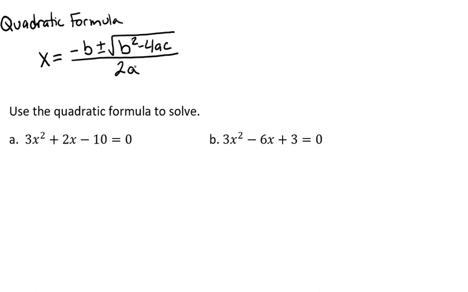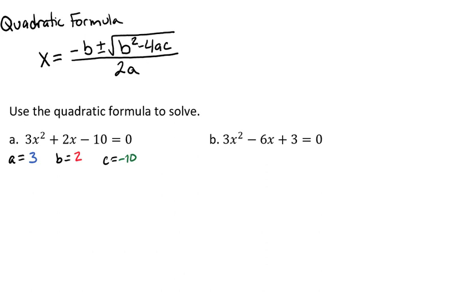When we go to solve, we want to make sure that we have it written in standard form first. So we have a, b, c. Notice here we have our a value, our b value, and our c value all on the same side, and it's set equal to 0. The first thing you want to do is indicate what your a value, b value, and c value are. Here we have 3, 2, and negative 10.